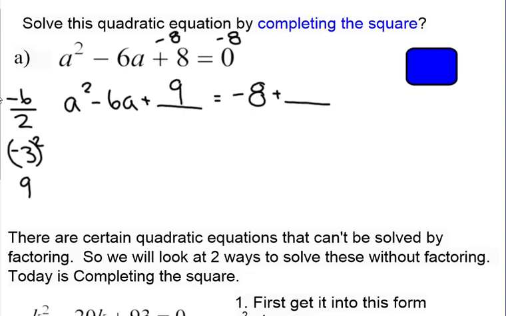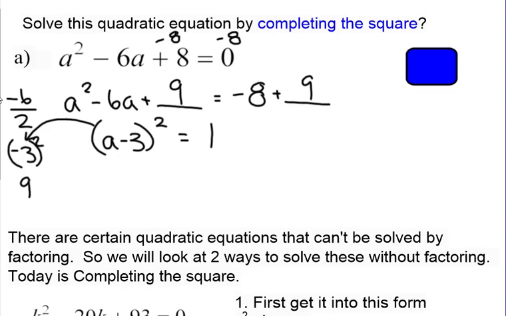What I have to do to one side, I'm going to have to do to the other in order to keep it equal. Now if I factor it, multiplies to be 9, adds to be negative 6, that's going to be negative 3. One thing to note: how does that compare to that value? Think about that. And negative 8 plus 9 is 1. Now I'm back to my regular old solving.